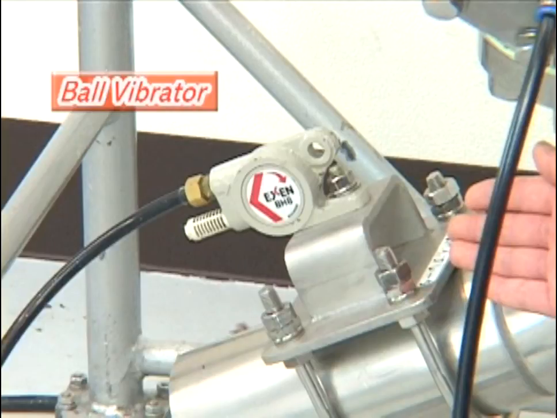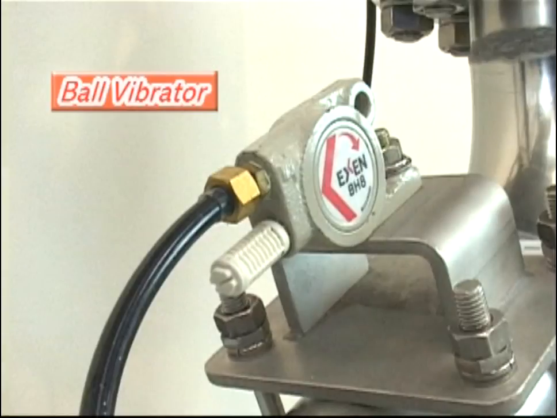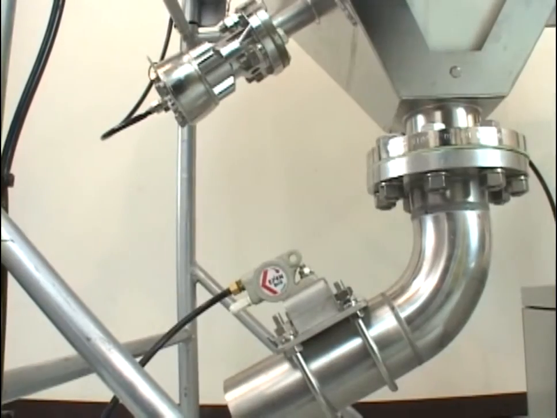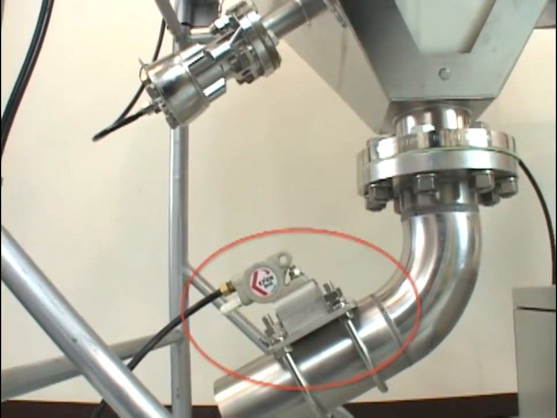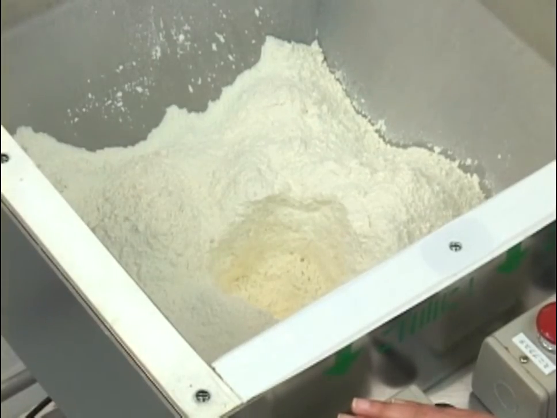It is useful in tight spaces or places where you need just a little vibration. The ball vibrator uses compressed air to increase rotation speed of steel balls and create vibration through strong centrifugal force. Take a look at the inside of this miniature tank with a ball vibrator attached to the pipe on the experimental device.